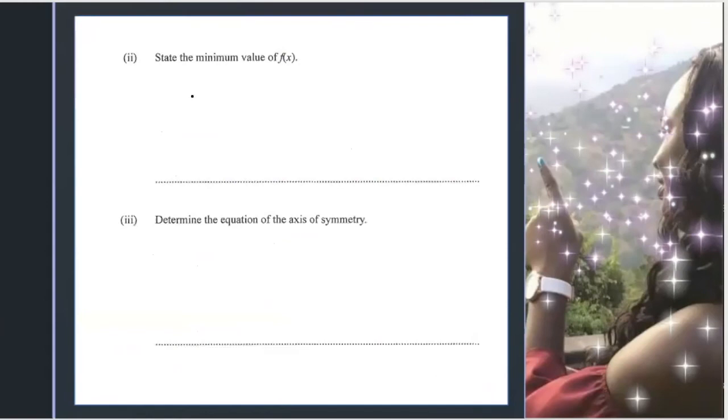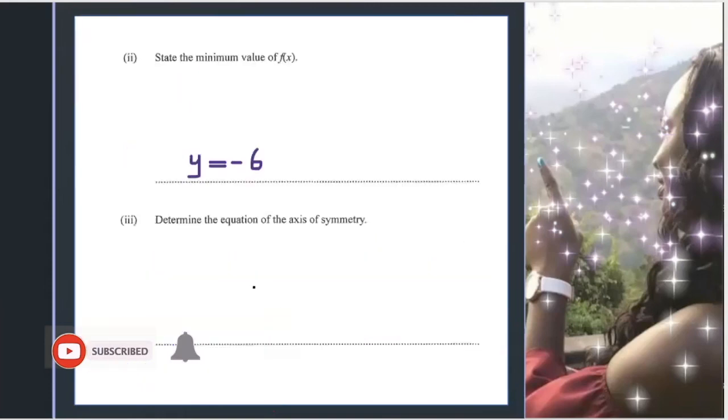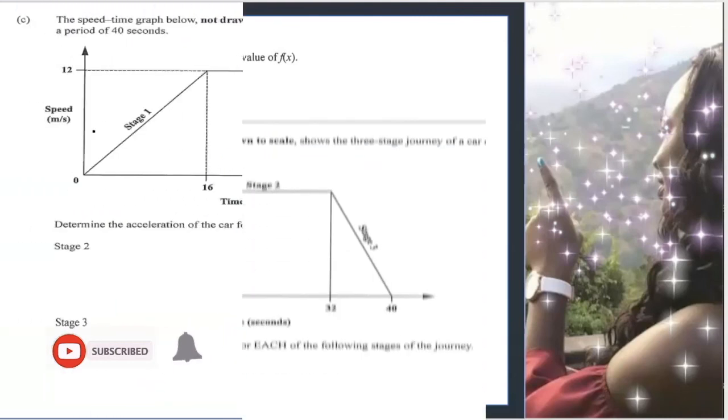Now the next part asks to state the minimum value. So the minimum value here is the k value, so that means we'll write it as y equals negative 6. So that's the y value in the turning point. The axis of symmetry is where we equate the x minus 1 that I have here to be equal to 0. Then we carry this over the equal sign, so x is equal to 1. So the axis of symmetry is x is equal to 1.